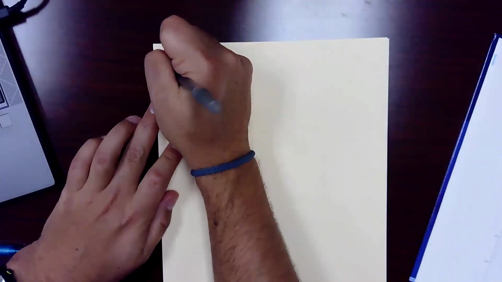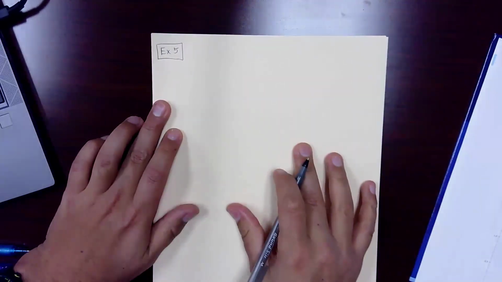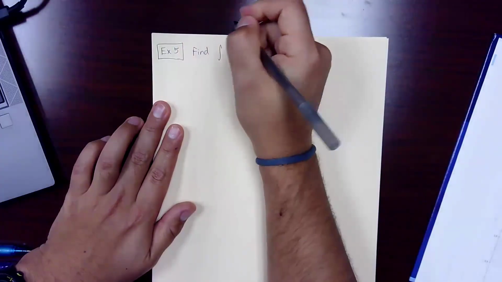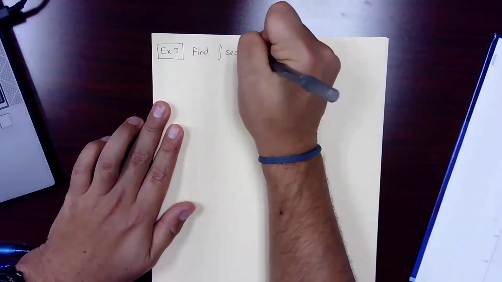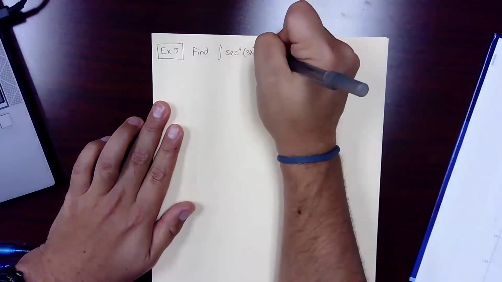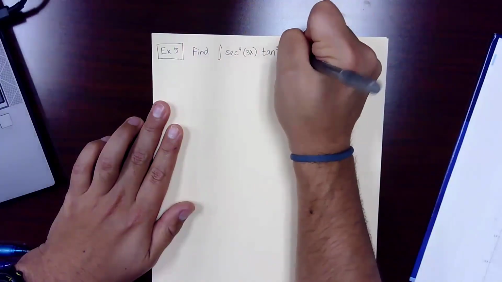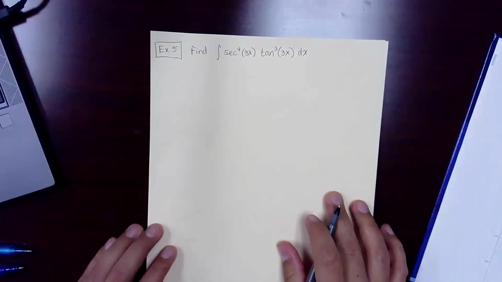So let's call this example 5, and it's going to be finding the integral of secant to the fourth power of 3x, tangent to the third power of 3x, dx.